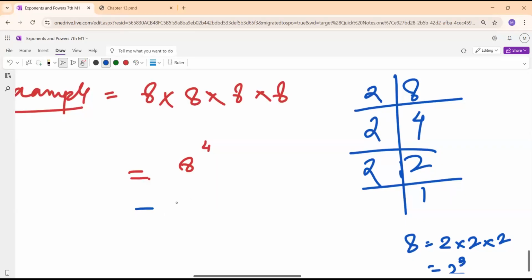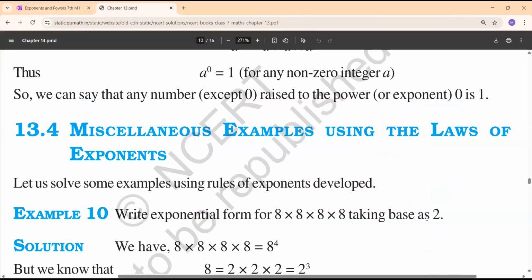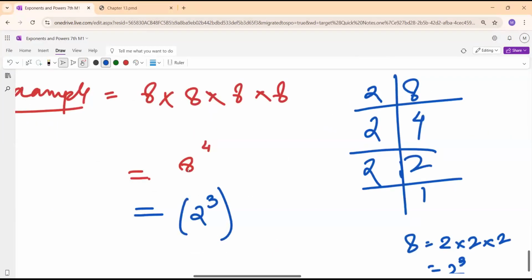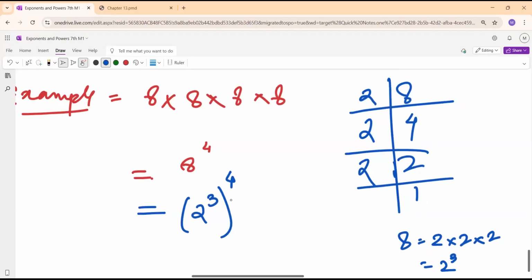Yes, I can. So here instead of 8, I am going to write 2 raised to the power 3, because in the question they are saying taking base as 2. So we needed the base as 2. So we are writing 2 raised to the power 3 instead of 8 and then whole power 4. Okay, now applying the law. This is power on a power.